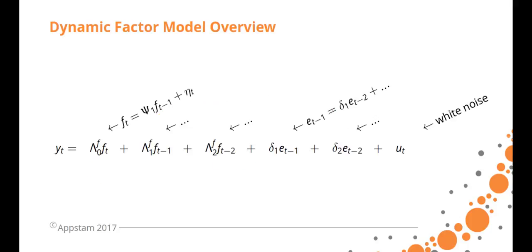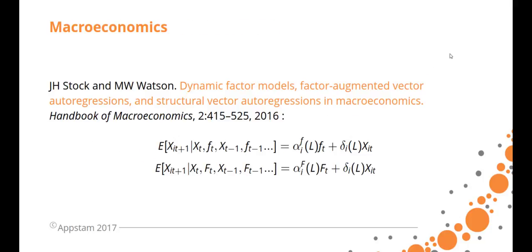And another representation with different lag specification is this one with 3 lags for the factors, 1 for the factor evolution and 2 for the idiosyncratic part. The main theory is taken from macroeconomics from Stock and Watson, and there are different variations of the formula. Here are 2 examples.